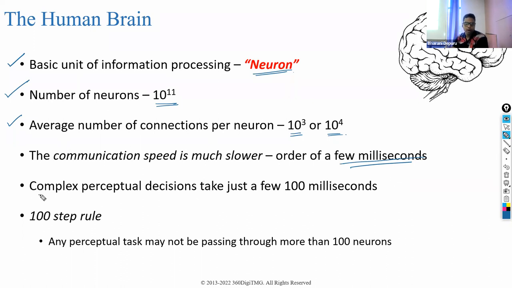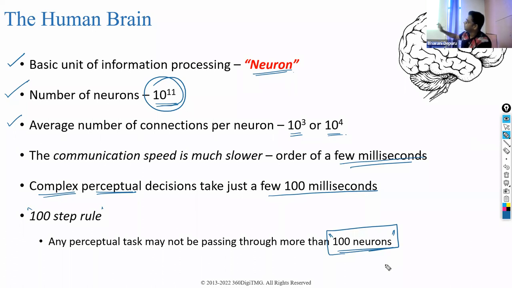Even if you have a very complex task, if it is perceptual, if you are going to do it again and again, a repetitive task, then supposedly it will take less than a few milliseconds to complete the task for your decision making. And it is not going to cross more than 100 neurons. Out of 10 raised to the power 11 neurons, how many neurons would you be making use of? 100 neurons only.